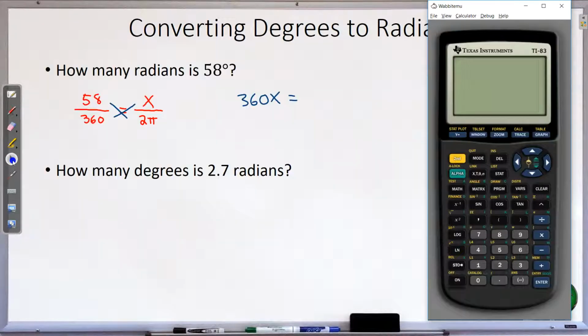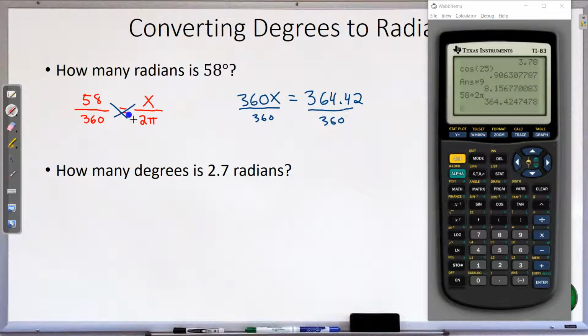So I need the calculator for that. 58 times 2 pi. There we go. Hit enter, and we get 364.42. Divide both sides by 360 to figure out what x is. So we get 364 divided by 360, and we get 1.01 radians. So 1 radian is pretty close to 58 degrees.